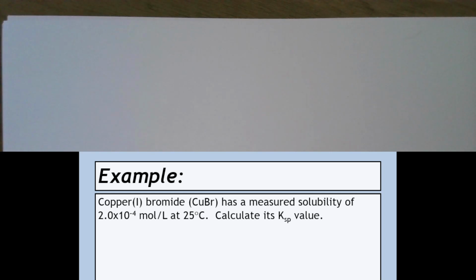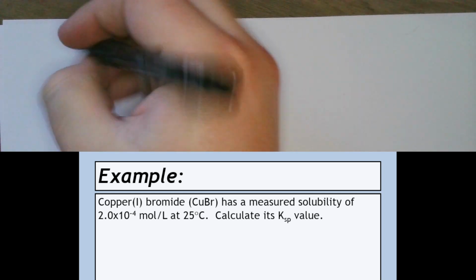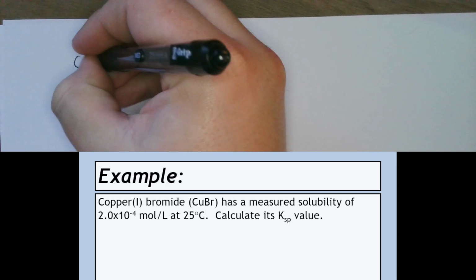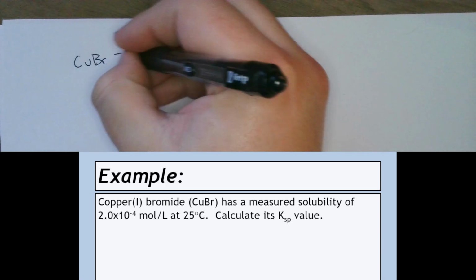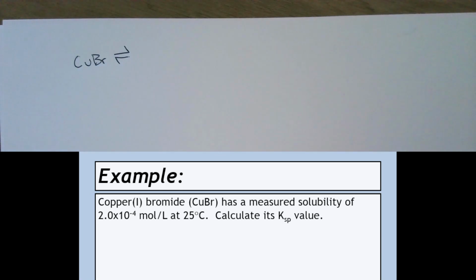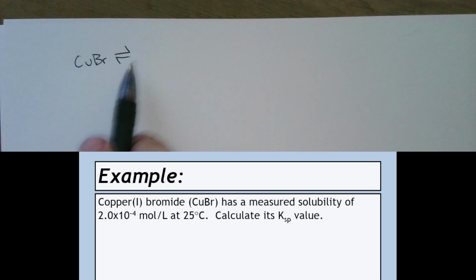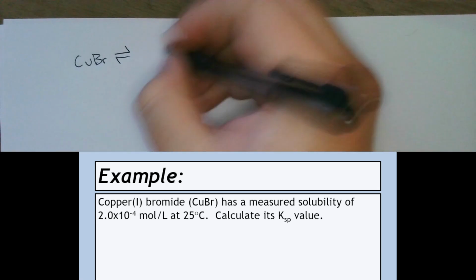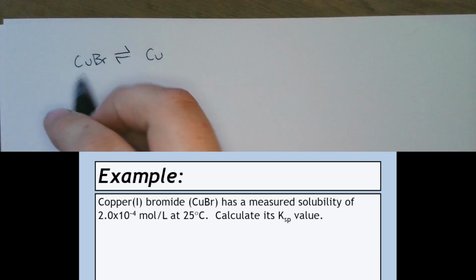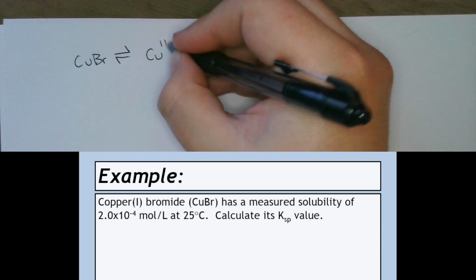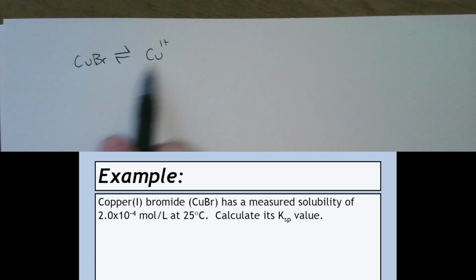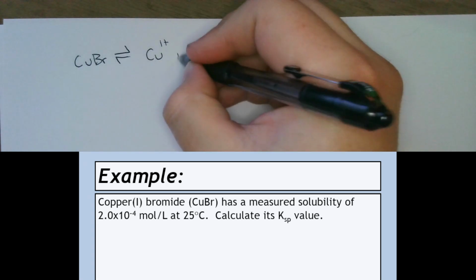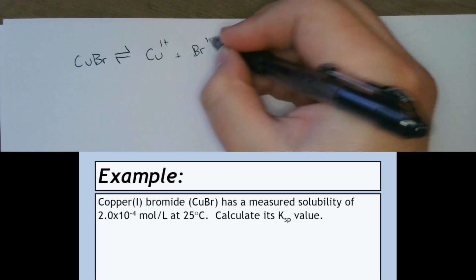All right. So we have our copper bromide, CuBr. It is a slightly soluble salt because it doesn't dissolve entirely. So I'm going to draw my really pretty equilibrium arrows here. It's going to split apart into its ions. It's going to split into 1 copper, because there's only 1 of them. I know it has a 1 plus charge, although it's not going to really matter. And then bromine 1 minus.